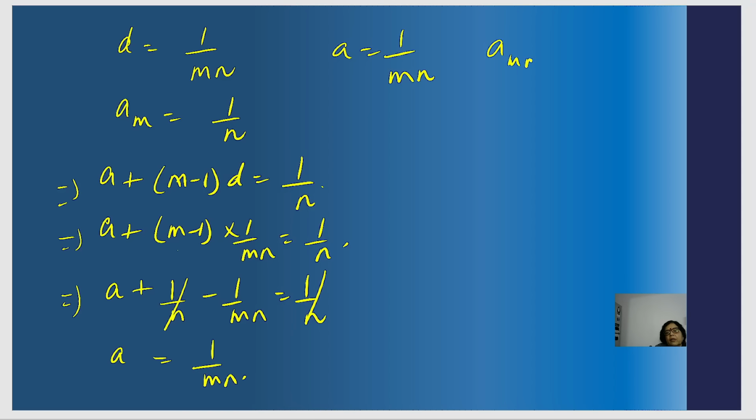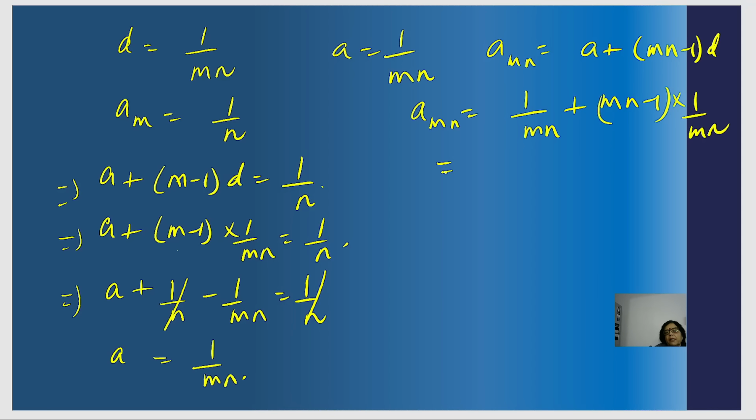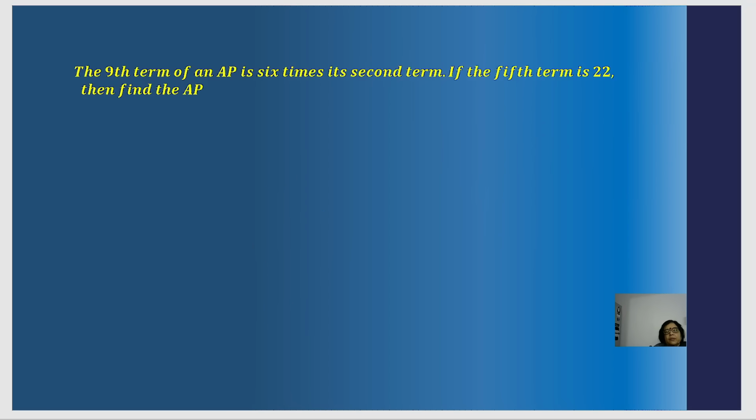So both the values A and D are equal to 1 by mn. Now amn can be written as A plus mn minus 1 into D using the general term formula. So we'll put the values of A and D over here. So amn will become equal to 1 by mn plus mn minus 1 into 1 by mn. So this becomes equal to 1 by mn plus mn by mn, that is 1, minus 1 by mn. So this becomes equal to 1. So amn is equal to 1, that is what we had to prove. The only thing we need to keep in mind is that we need to find out the values of A and D in these types of questions.